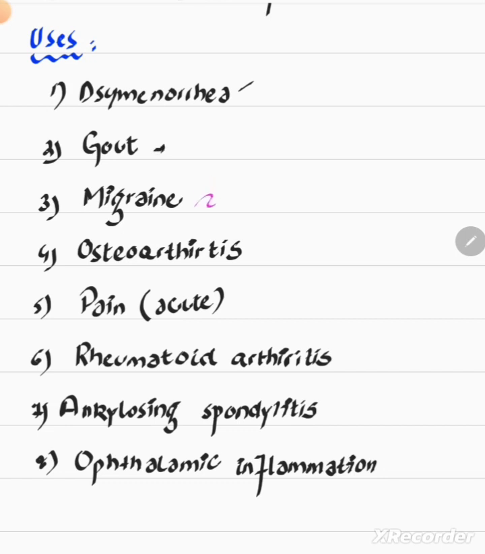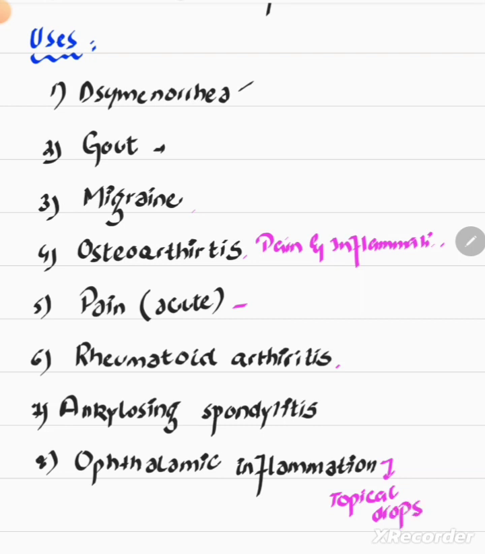And in the treatment of migraine, in osteoarthritis, because in osteoarthritis there is pain along with concomitant inflammation. Diclofenac is very useful in the setting of osteoarthritis. It is used in the treatment of acute pain in any part of the body. It is used for the treatment of rheumatoid arthritis because here the inflammation and pain occur together, in ankylosing spondylitis, and in ophthalmic inflammation, diclofenac is used in the form of topical drops.